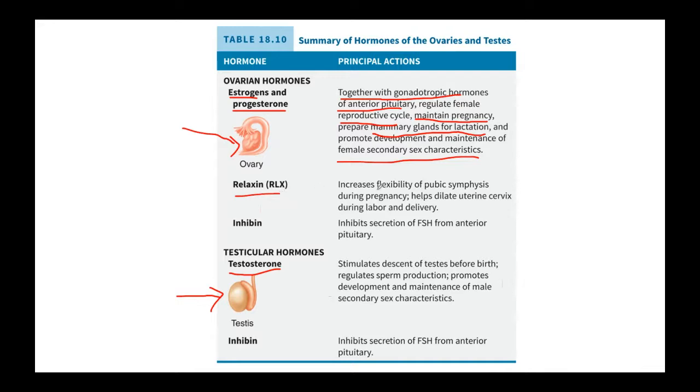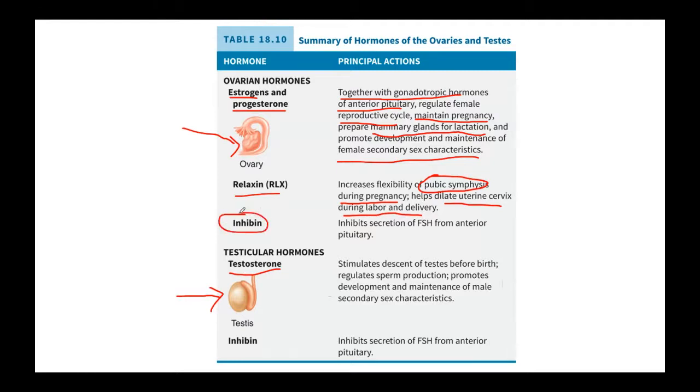Relaxin is going to increase flexibility of the pubic symphysis. Remember, the pubic symphysis, that is fibrocartilage between the two pubic bones, it needs to allow for relaxation of that during pregnancy to allow for the pelvic brim to expand because there's going to be a baby in there, right? Relaxin also helps to dilate the uterine cervix during labor and delivery.